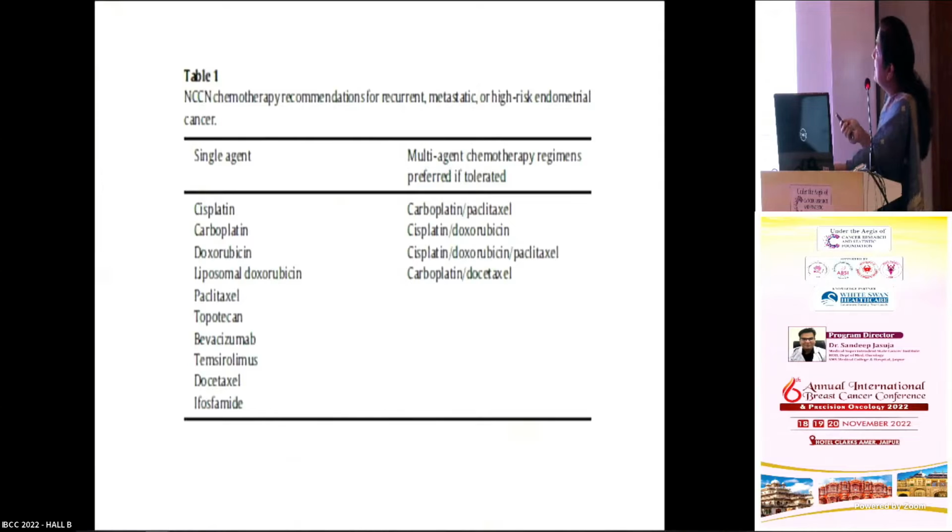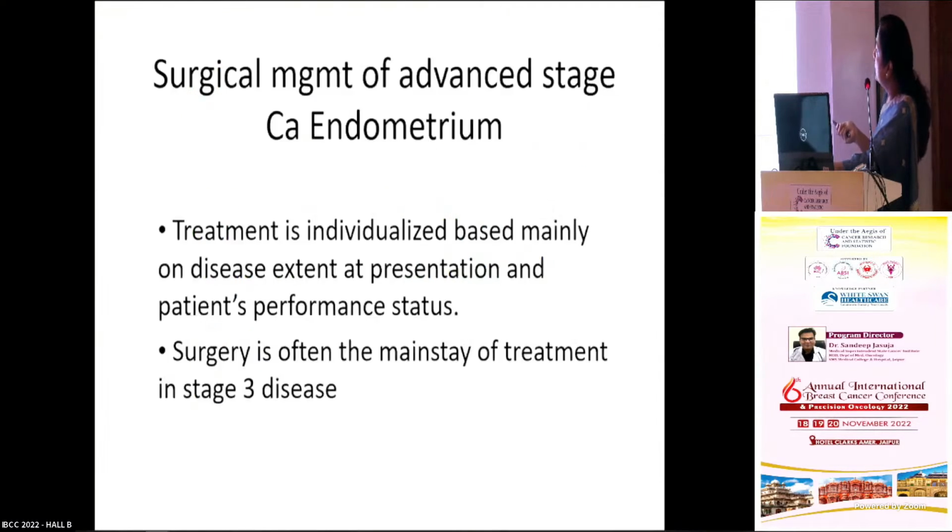So these are the NCCN chemotherapy recommendations for recurrent, metastatic or high-risk endometrial cancers. Most of the studies that are done take metastatic as well as recurrent disease under an umbrella. So the overall recommendation is multi-agent chemotherapy regimens, out of which carboplatin paclitaxel is the most preferred one as of now. My medical oncology colleagues can tell us better about these studies and findings. And if you use a single agent, cisplatin is the most used.